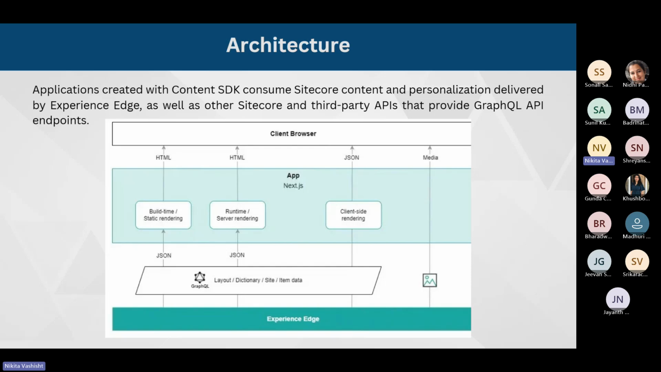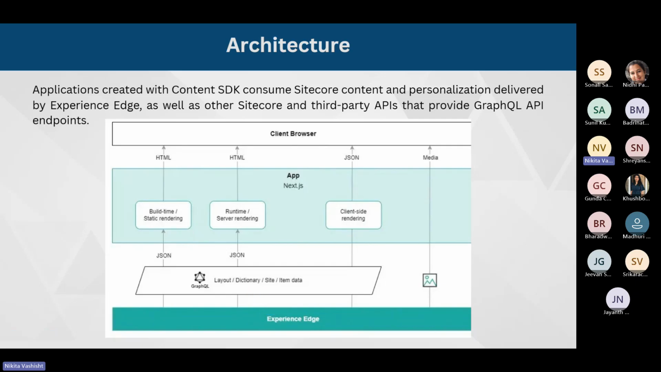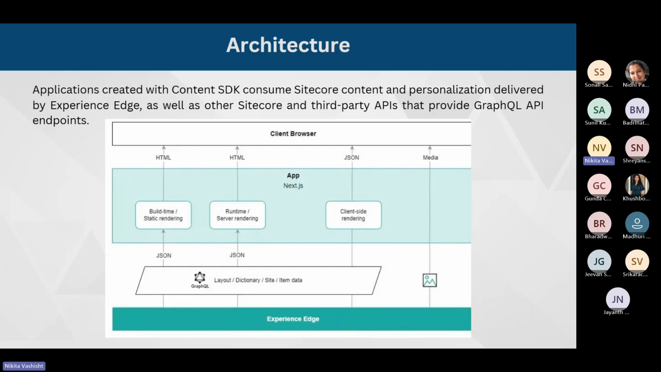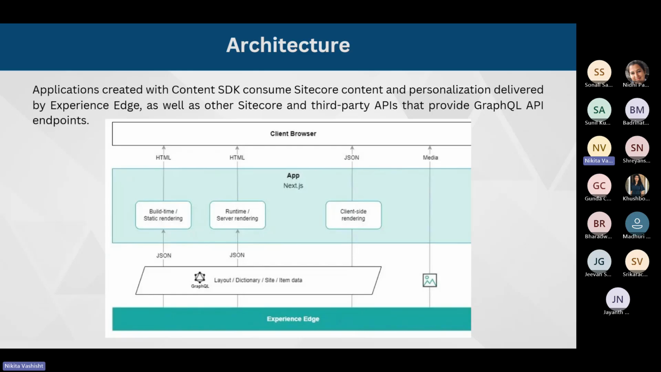Now let's understand how the architecture works. Here in the diagram, we have our Content SDK application that is running, which fetches the data from Experience Edge. All our XM Cloud content that we build our website with gets published to Experience Edge. All the data, whether it's layout, dictionary, item data, or our site data, can be easily fetched from Experience Edge via GraphQL, which is then passed in an HTML format to our client browser.